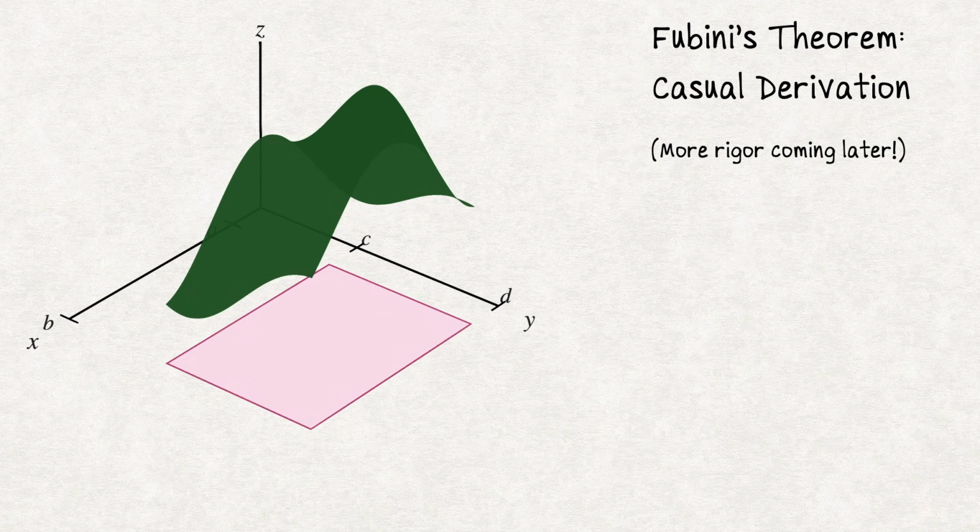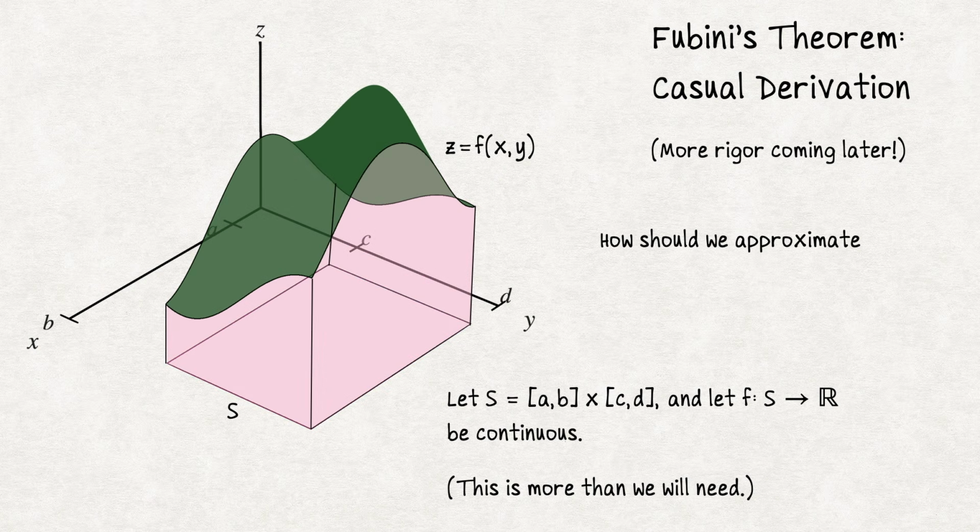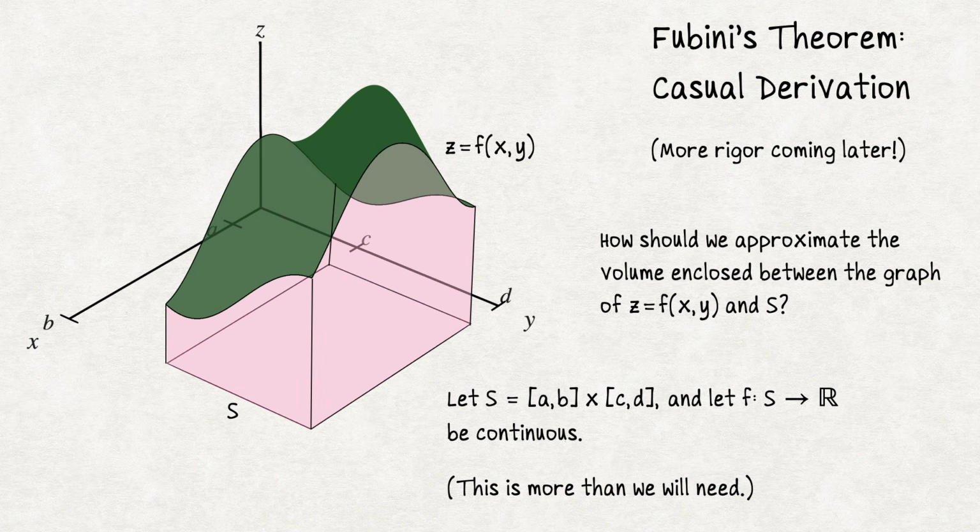In the meantime, imagine that we have our rectangular domain S and our continuous function f. When we create the double integral of f over S, what we are doing is computing the volume enclosed between the graph of z equals f of x and y and the domain S in the xy plane. So here I have the solid pink three-dimensional volume.